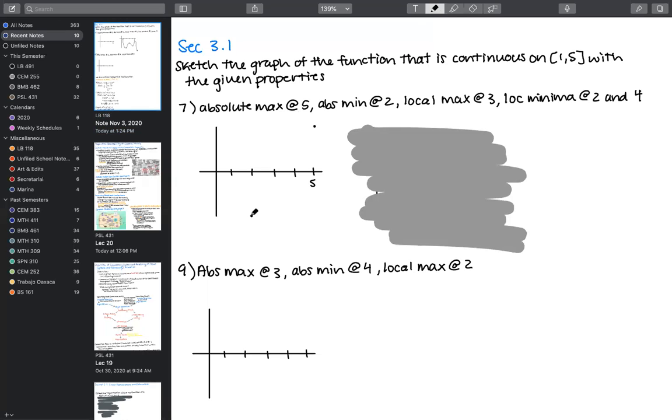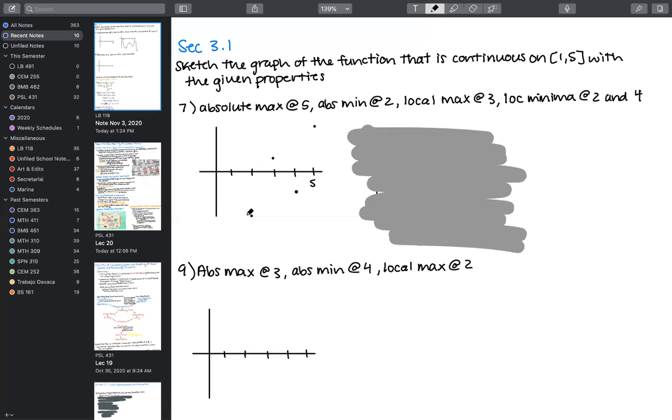Then we've got a local max at 3. So we'll put that, say, here. And then a local min at 4. I meant to say at 4.